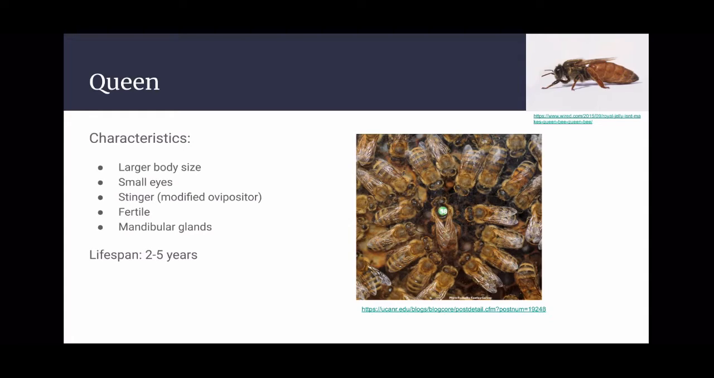They are fertile compared to the sterile worker bees. They also have mandibular glands which release queen mandibular pheromones, which allow the queen to regulate the functioning of the colony. They also have a much larger lifespan than that of the worker and drone bees, being 2 to 5 years.